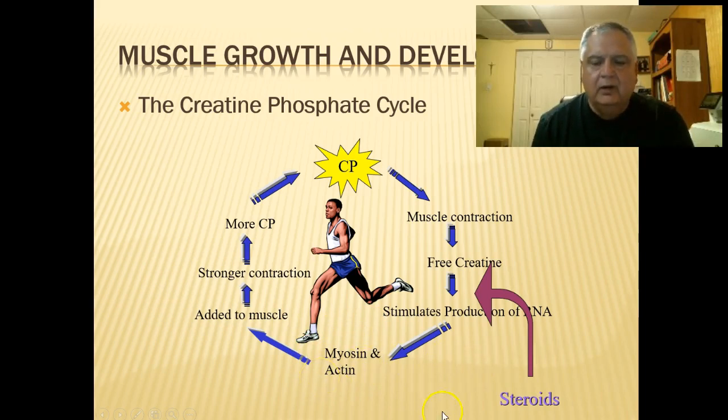On the other hand, you hear about steroids, anabolic androgenic steroids like testosterone and testosterone-type drugs that can be used. Do they work? Actually, steroids work, and here's where they work. Normally, in this creatine phosphate cycle, if you get a little bit of free creatine being produced from muscle contraction, you'll stimulate a little bit of messenger RNA production, which will result in a little bit of myosin and actin added to the muscle, causing the muscle to become bigger and stronger.